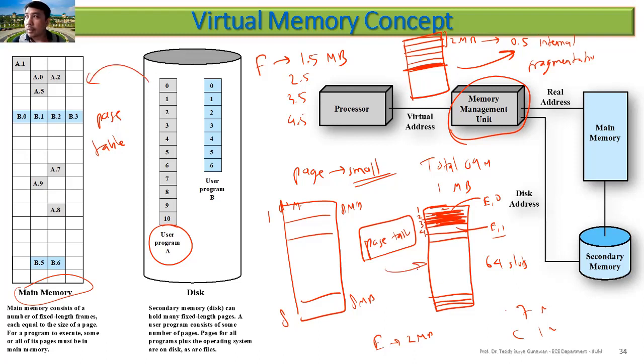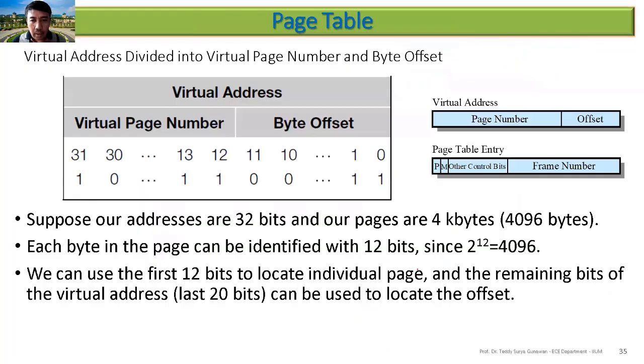Something like this. So the virtual address is divided into virtual page number and byte offset. So this is the virtual address. You have the page number and offset. Yeah, so it means that it doesn't matter. So for example, like this.